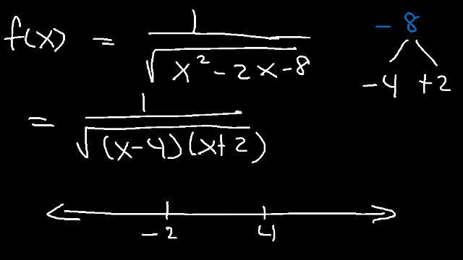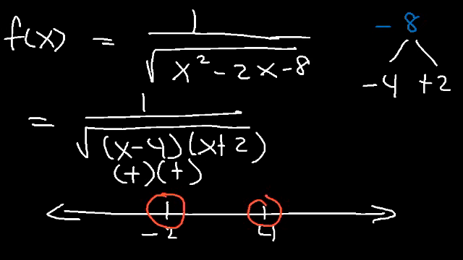Now, do we have an open circle or a closed circle at -2 and 4? Since the radical is on the bottom, it can't equal 4 or negative 2. Otherwise, we will have a 0 in the denominator. So we're going to have an open circle at 4 and negative 2. Now, we've got to see what regions it's going to work. So let's pick a number that's larger than 4. Let's try 5. 5 minus 4 is positive. 5 plus 2 is positive. So it's going to work on the right side.